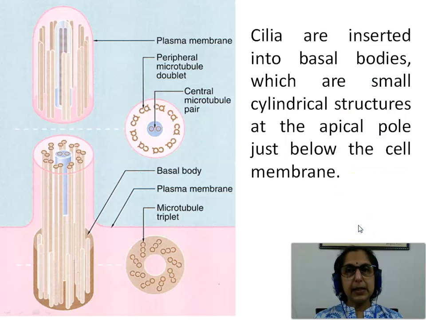The cilia are inserted into basal bodies, which are small cylindrical structures at the apical pole just below the cell membrane. So what is seen here is the structure of a cilium, and we see here the basal body which is seen just below the cell membrane of the apical pole of the epithelial cell.